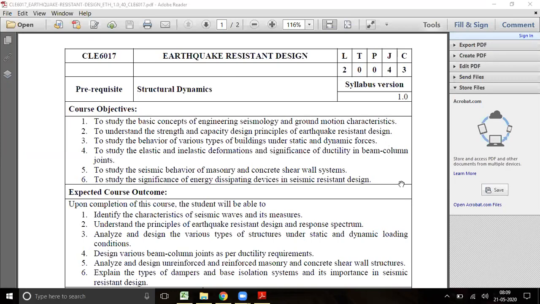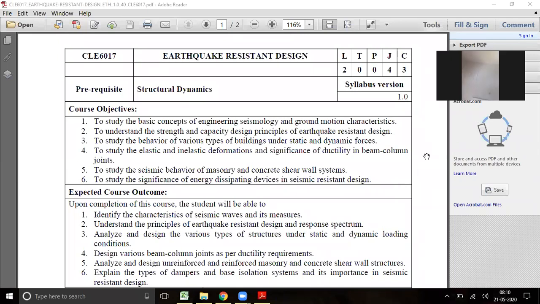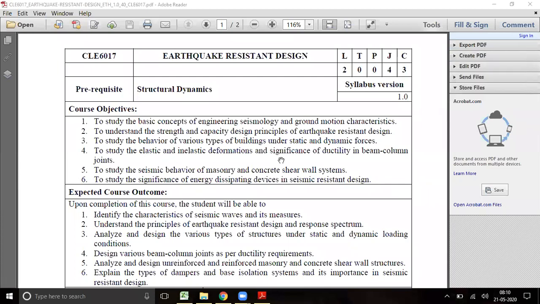then we will have sufficient time to identify where the failure occurs. Then we can stop such failure in future by repairing it. So we should always design any building or any structural component for ductile nature only. So the fourth objective is elastic and inelastic deformations and the significance of ductility in beam column joints.